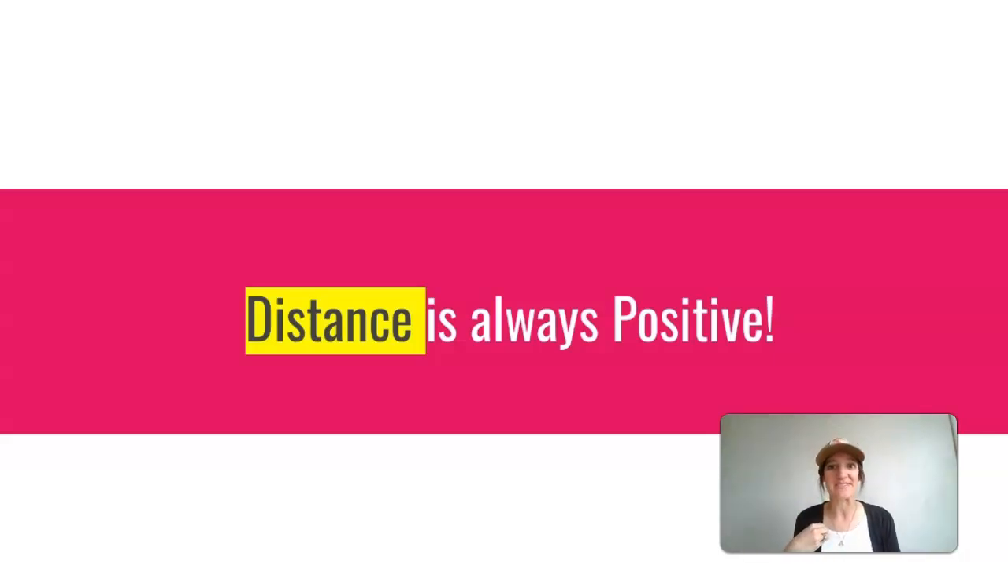Even if I'm going backwards, even if I'm going the opposite direction of wherever I'm supposed to be going, we're not going to say I went -5 feet or I went -7 miles. It's always I went 7 miles. Okay, so distance is always positive.